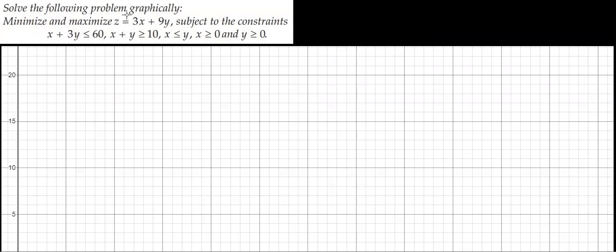Solve the following problem graphically. Minimize and maximize, and we are given this function to be optimized. The objective function is z equals 3x plus 9y, subject to the constraints. These are the constraints.